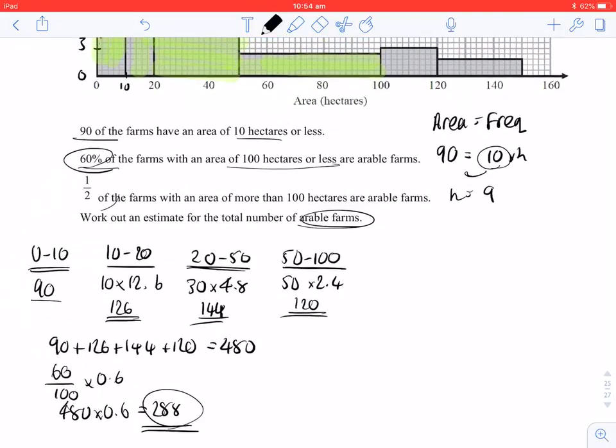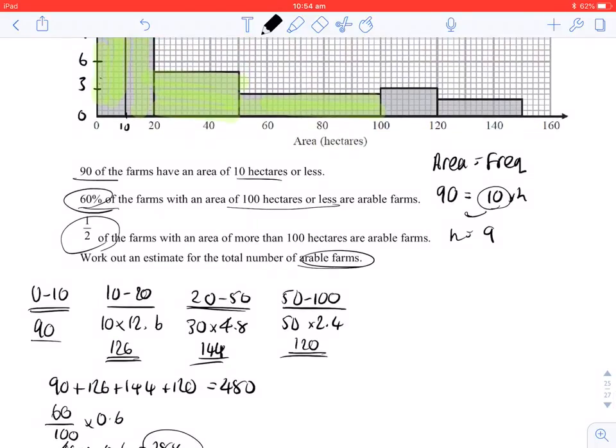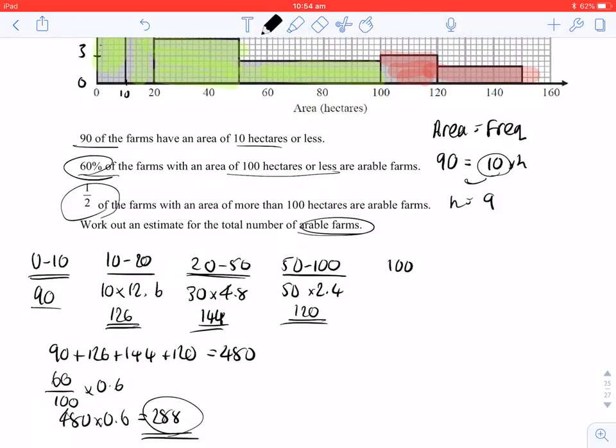Now, half of the farms with an area of 100 hectares or more are arable, so if we look at our ones with 100 hectares or more, then we've got the red ones here. So we've got from 100 to 120. The width of that is 20, the height of it is exactly 3, and so that gives us 60 farms. And then from 120 to 150, the width is 30 and the height is 0.6, 1.2, 1.8. And so that gives us 54 farms there.